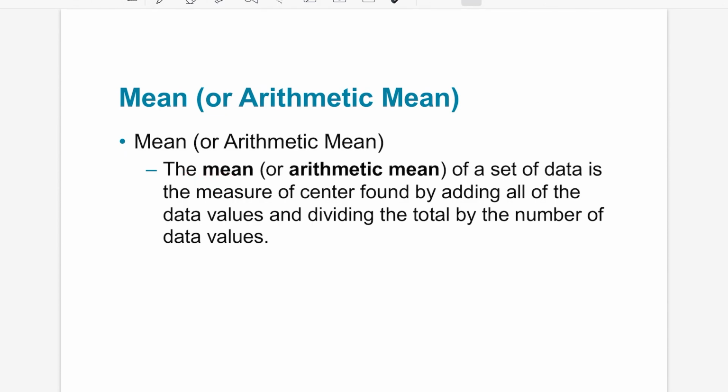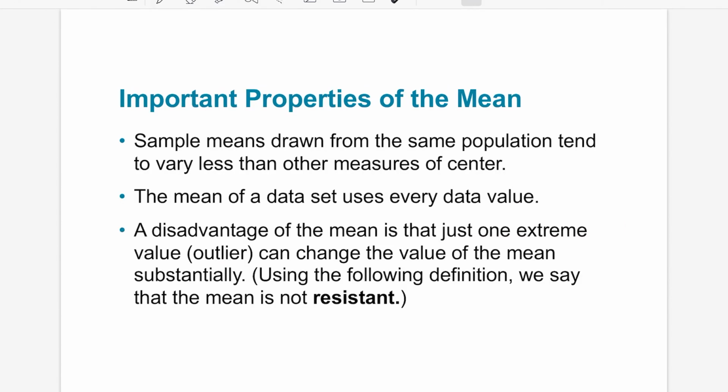The mean of a set of data is the measure of the center found by adding all of the data values and dividing the total by the number of data values. Sample means drawn from the same population tend to vary less than other measures of center. The mean of a data set uses every data value.